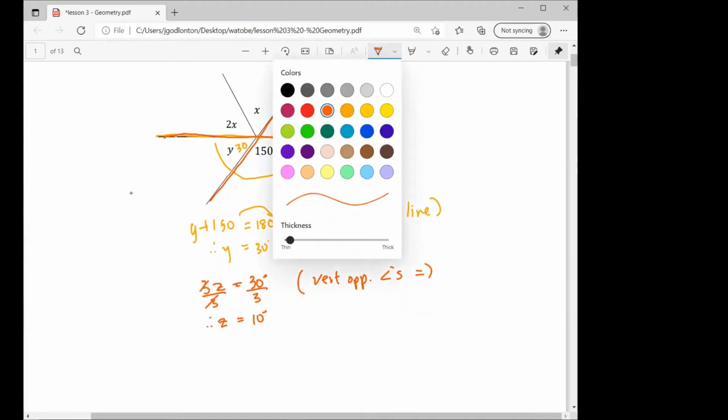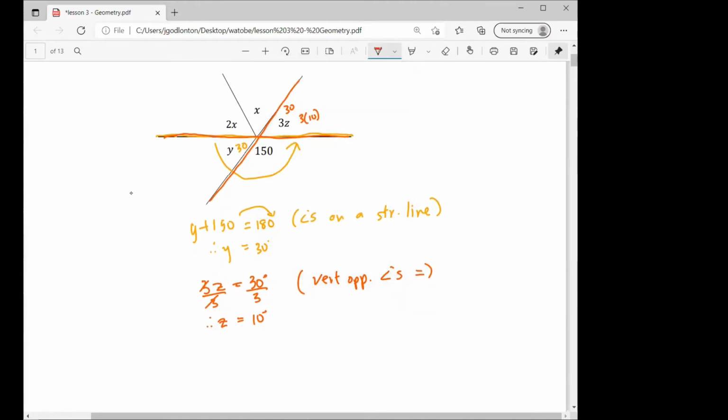For my x's, you've got 2 different options. Either you could say that this angle is equal to that angle because they're vertically opposite angles. So let's write it the long way for anyone who's struggling: 2x plus x is equal to 150 degrees because of vertically opposite angles being equal, which means 3x is equal to 150, and so x is equal to 50 degrees.